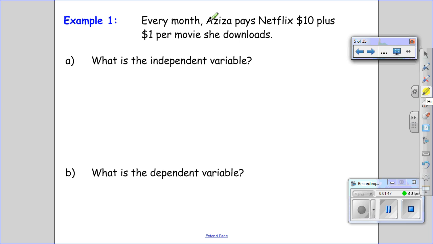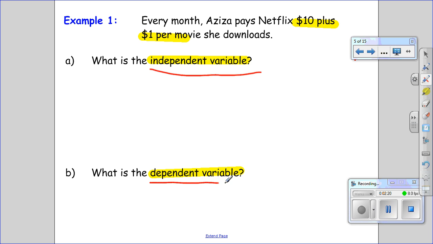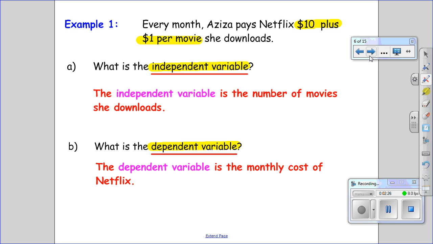So now that I have the highlighter back, it's talking about every month, and she's paying $10 plus $1 per movie she downloads. What's the independent variable? What's the dependent variable? Well, really, what we're figuring out when we have Netflix is we do two things. We download movies and we pay a bill. And what do we have to do first? We download our movies. So our independent variable is what we're being asked to solve for in part A. I'll underline that. And it's going to be the number of movies downloaded in a month. Whereas the dependent variable is going to be the cost, because the cost depends on the number of movies downloaded.